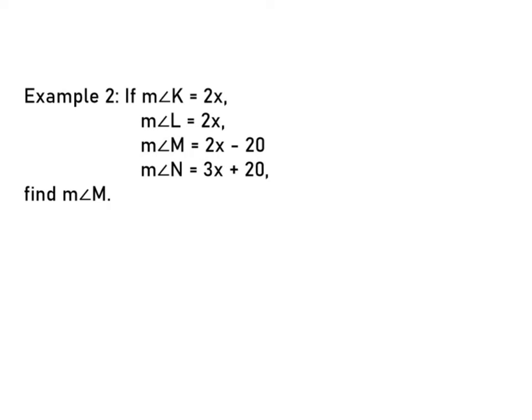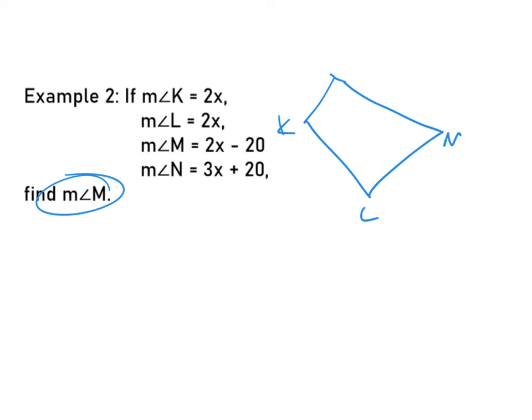Okay, now this is going to have to do with that 360, right? So we want to find the measure of angle M. Let's just say I draw a shape. We know it's a quadrilateral. It's not great. Okay, so I have K, L, M, and N. Doesn't really matter what your picture looks like, but I know K is 2x, I know L is 2x, I know M is 2x minus 20, and I know N is 3x plus 20, right?